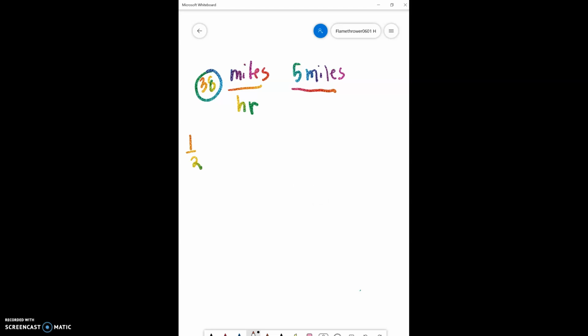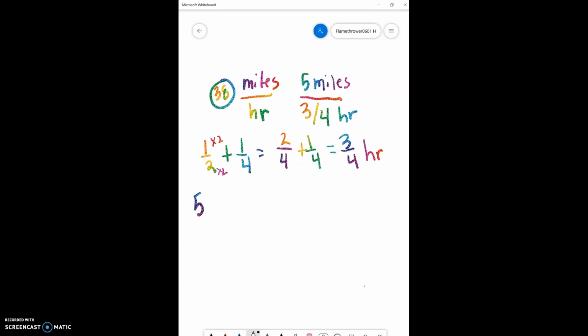So let's figure out how many hours she rode. She did half an hour on one day, or she did half an hour and took a break and then did 1/4 more. So we have to add those up. So get a common denominator of 4. 2 times 2 is 4. 1 times 2 is 2. So you get 3/4 of an hour. So you're going to do 5 miles divided by 3/4 hours.